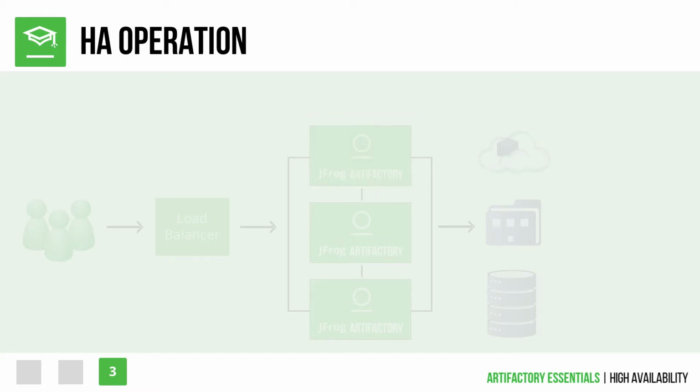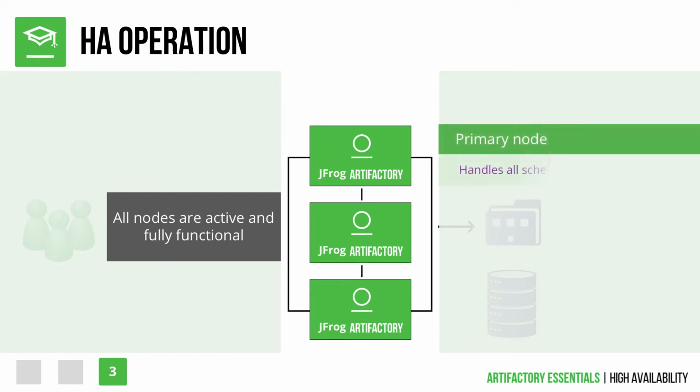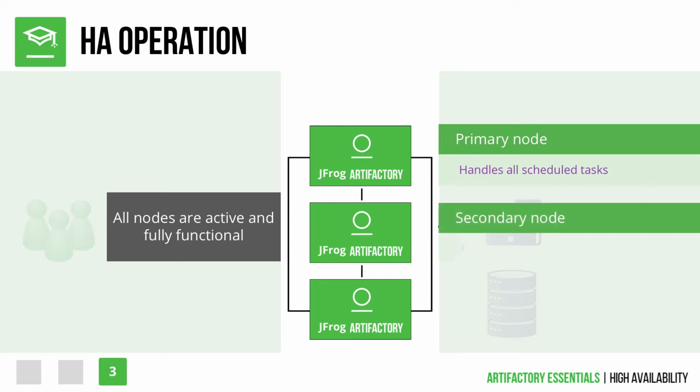In the HA setup, the primary node and all secondary nodes are active and fully functional. The system configuration dictates which node is primary. The primary node handles all scheduled tasks in the Artifactory cluster. Tasks include cron-based repository replication and internal maintenance tasks such as garbage collection. Secondary nodes in the cluster function continuously, even when the primary node is down.